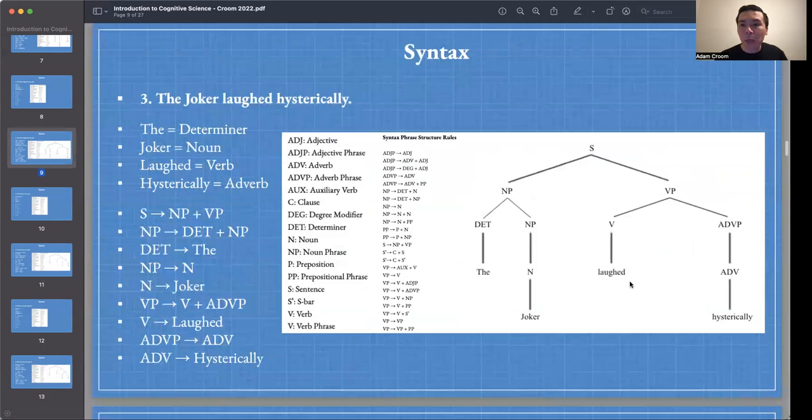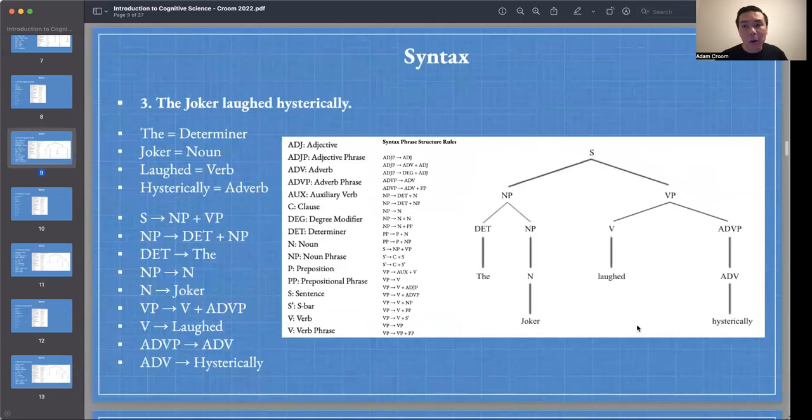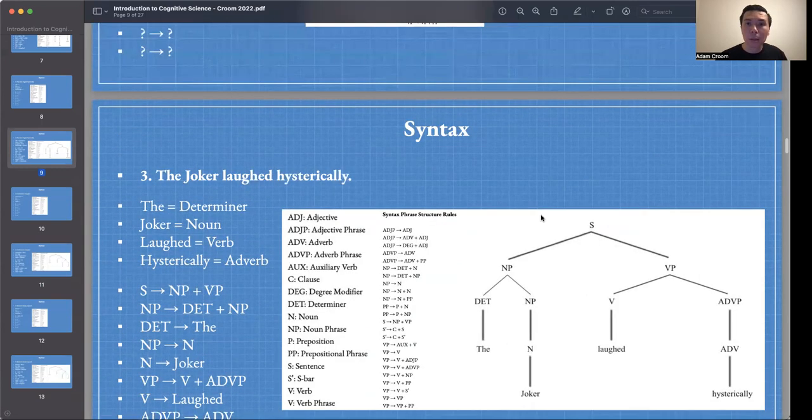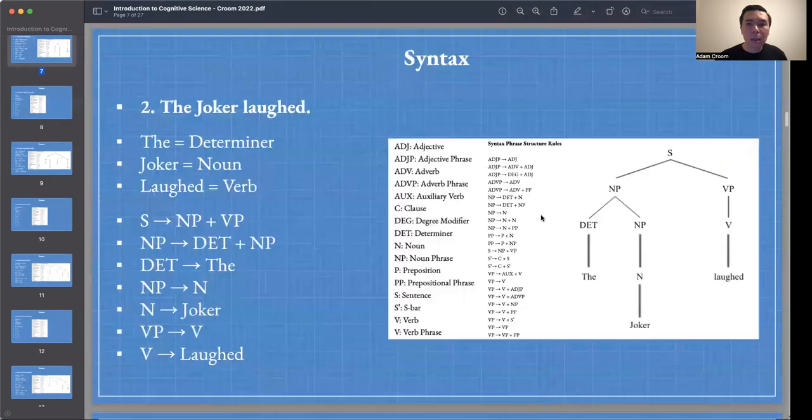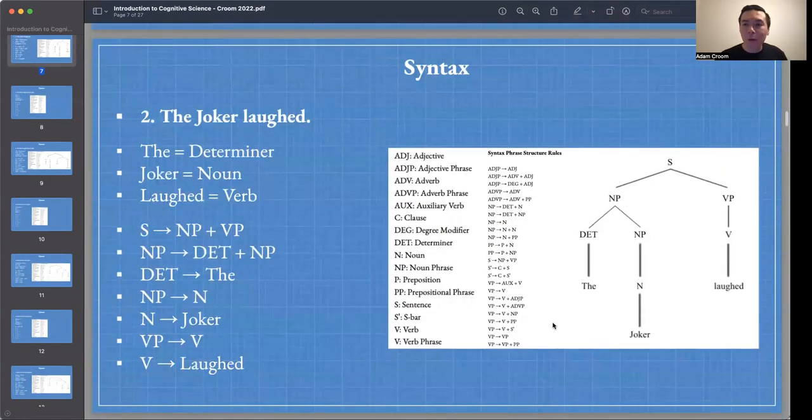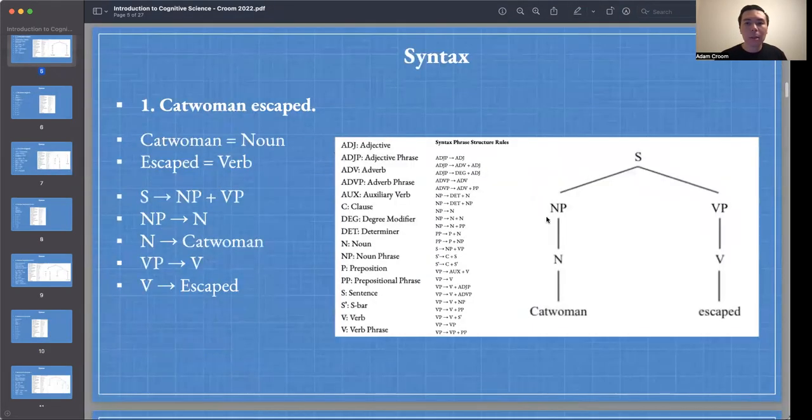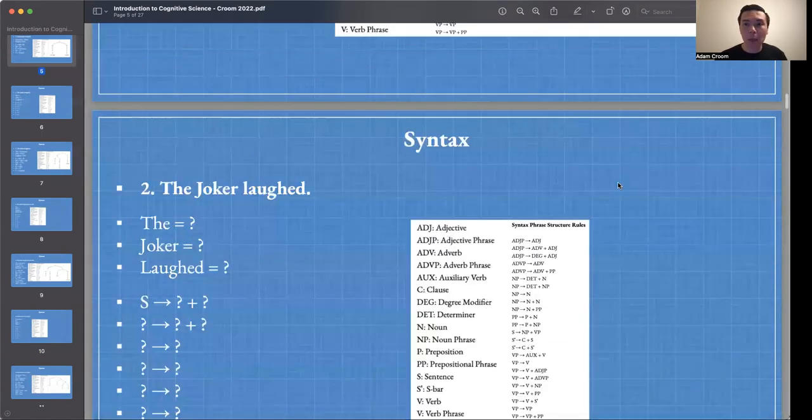For this example 3, laughed hysterically is the verb phrase, right? The Joker is the noun phrase. The Joker laughed hysterically is the sentence, okay? And then the Joker is the noun phrase. Laughed is the verb phrase. The Joker laughed is the sentence. And then Catwoman is the noun phrase and escaped is a verb phrase. And Catwoman escaped is the sentence, okay?